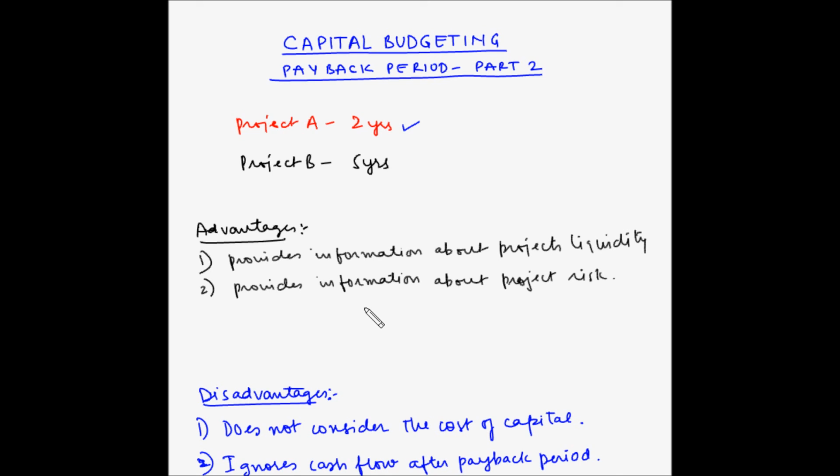So overall, the payback method is not a valid method for evaluating the acceptability of the investment projects. It can, however, be used as a first step in screening the projects roughly. So these are some of the advantages and disadvantages which I covered in this video.